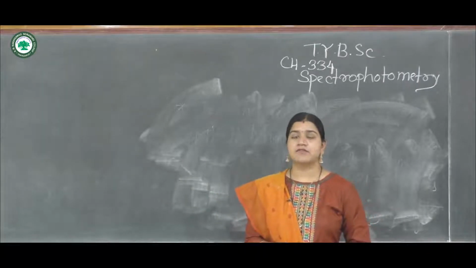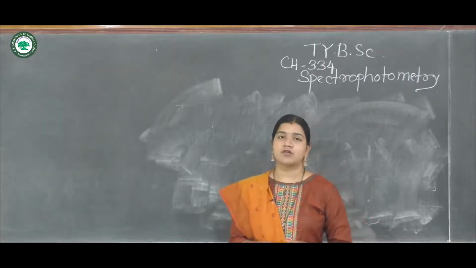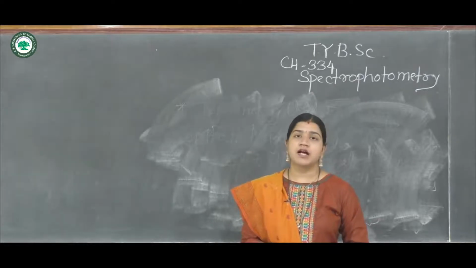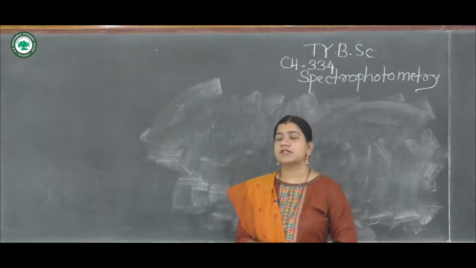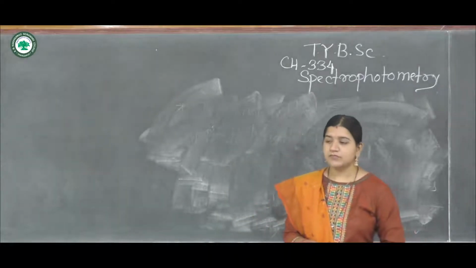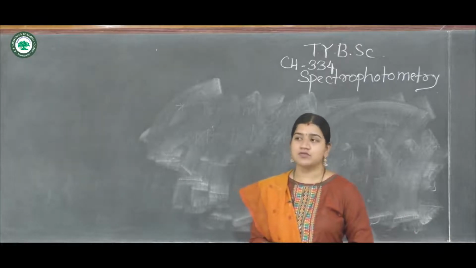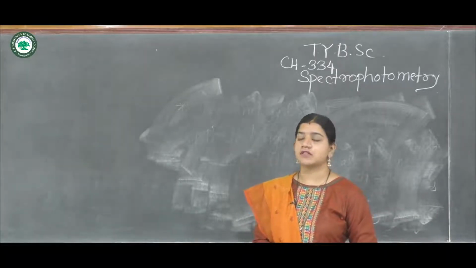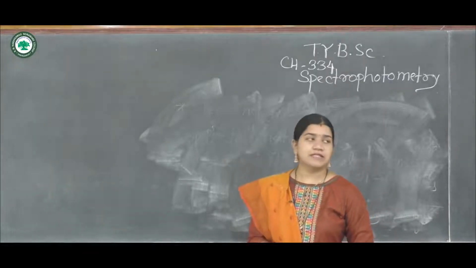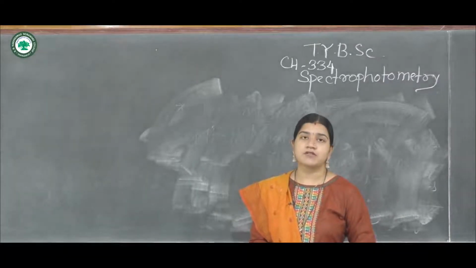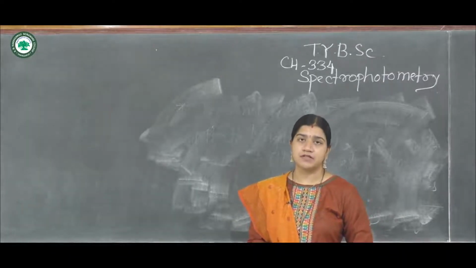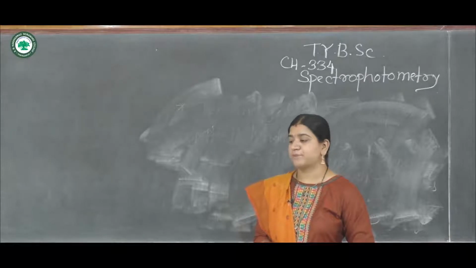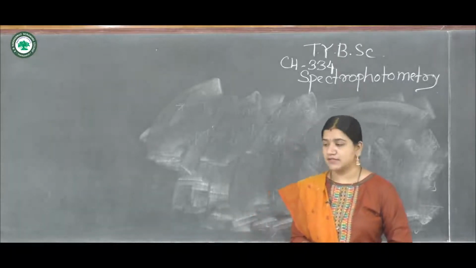In this lecture, we will discuss the different laws of photometry. In the earlier lecture, we discussed the different terms which are used during absorption in spectrophotometry. Basically there are three laws: Beer's law, Lambert's law and the Lambert-Beer's law for photometry. But before that, what is the basis?